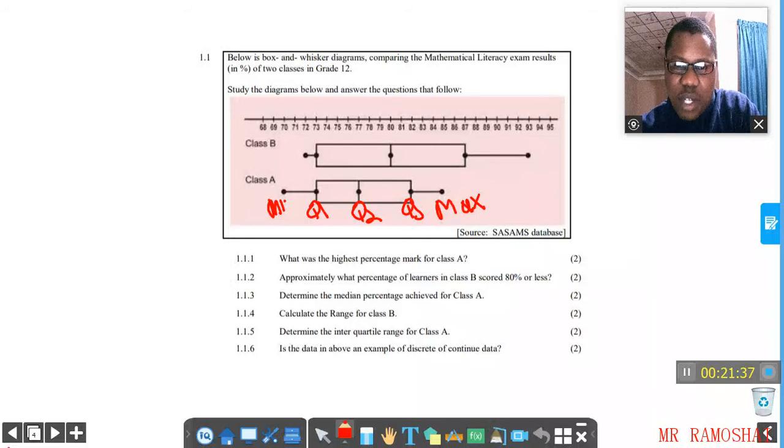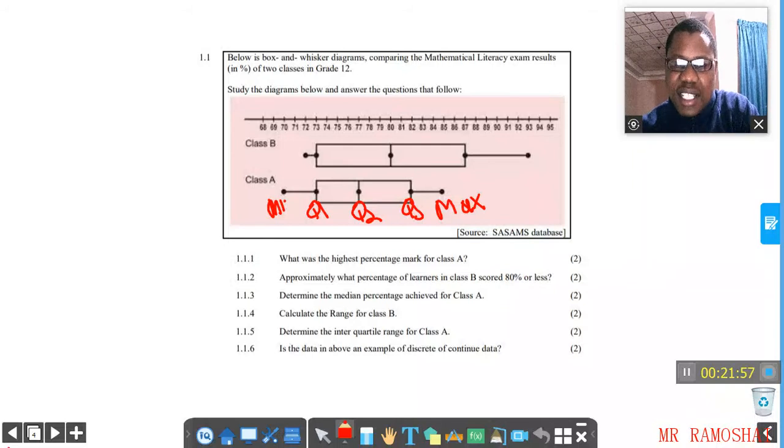First question: what was the highest percentage mark for class A? We have two classes. This box and whisker represent class B. This box and whisker represent class A. Therefore, now we look at this box and whisker. We don't look at this one.